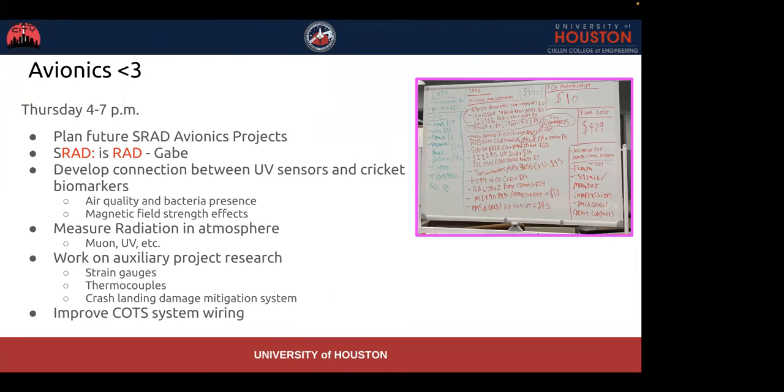And we also just sort of in general improve the COTS system and try to make wire management as smooth as possible. Other than that, that's it for avionics.